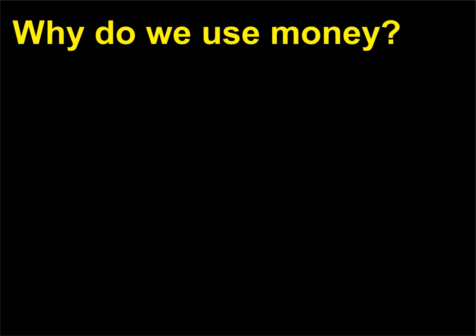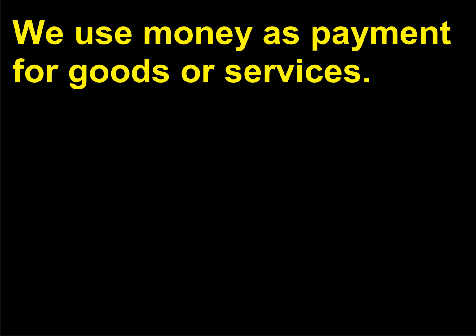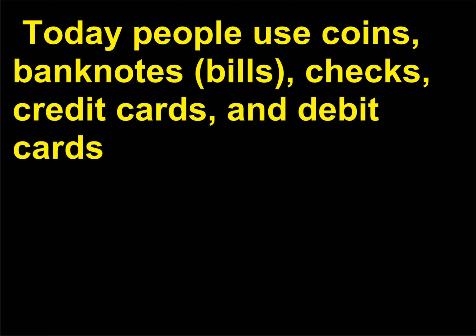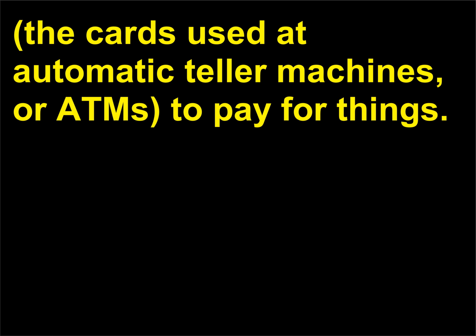Why do we use money? We use money as payment for goods or services. Today people use coins, banknotes, bills, checks, credit cards, and debit cards, the cards used at automatic teller machines, or ATMs, to pay for things.